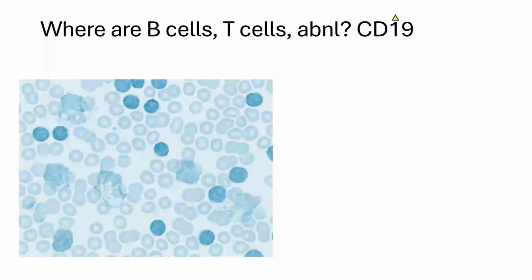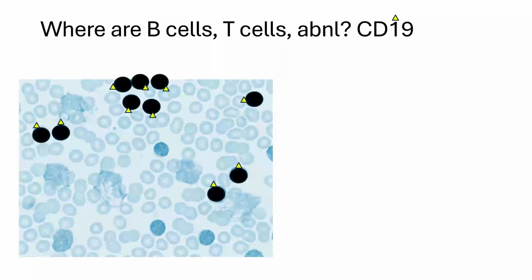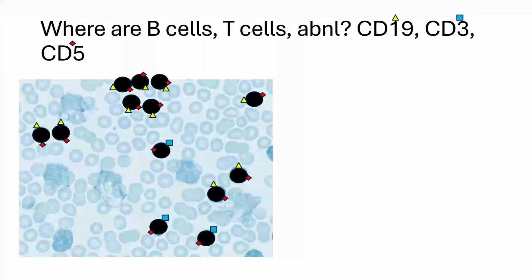What if we did this within the same slide? Say we used one color for CD19, represented by a yellow triangle, another color for CD3, represented by the blue square, and a third color for CD5, represented by the red diamond.